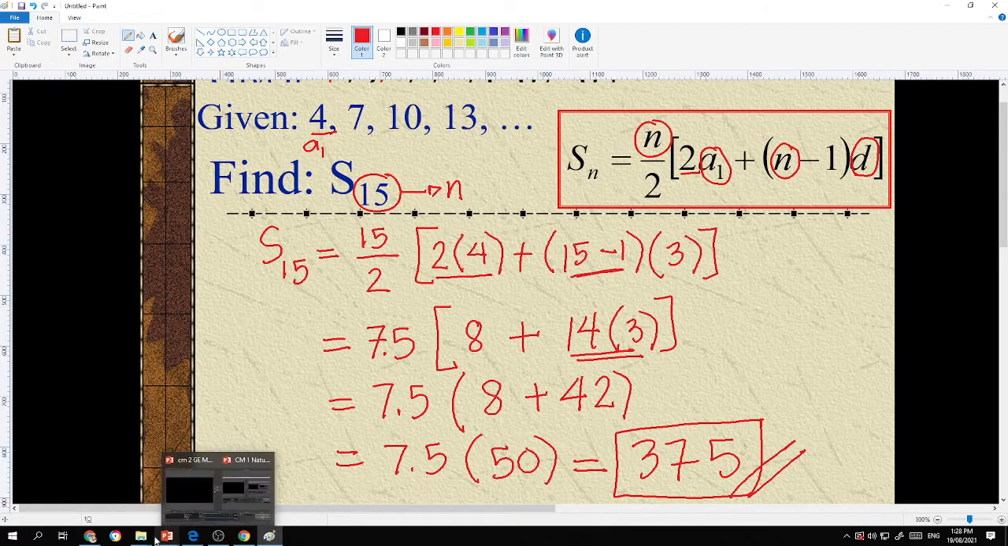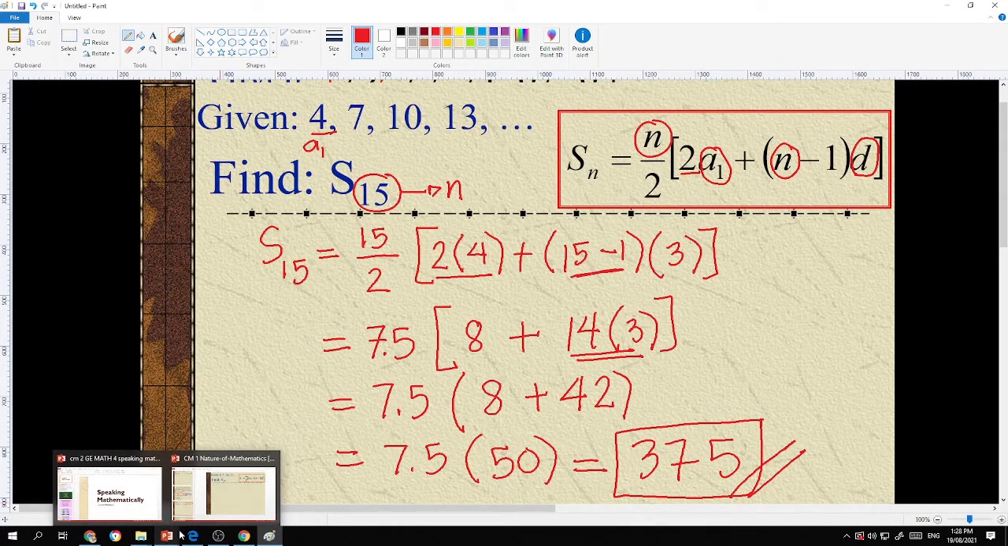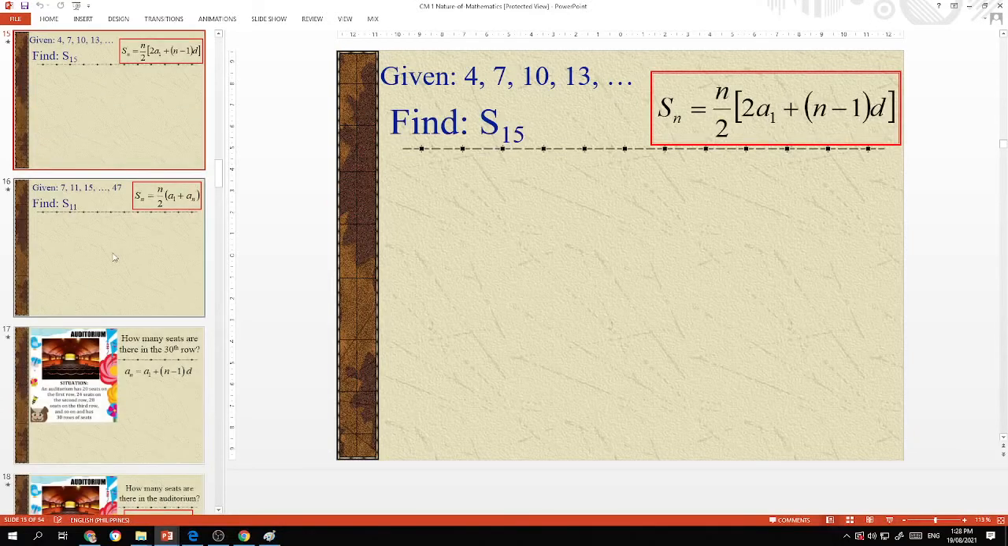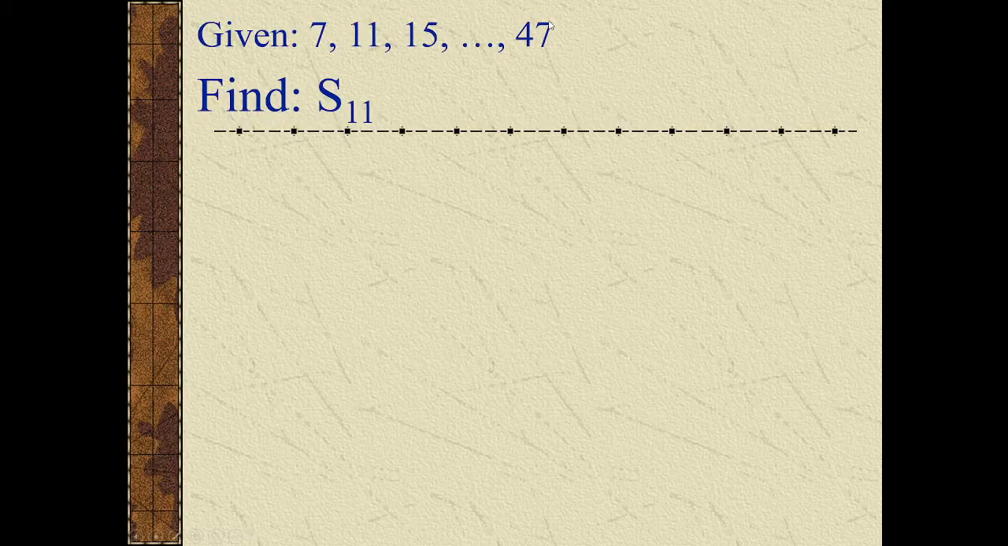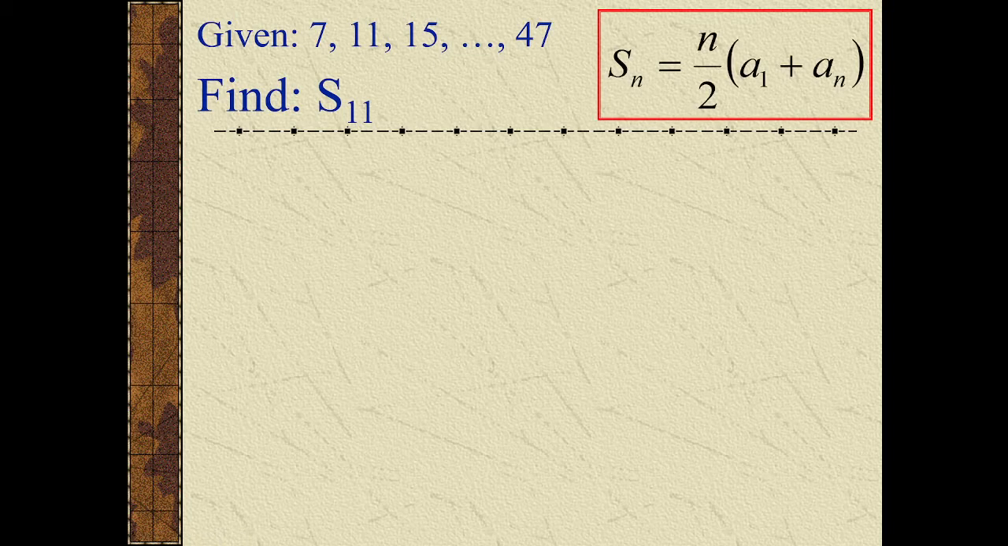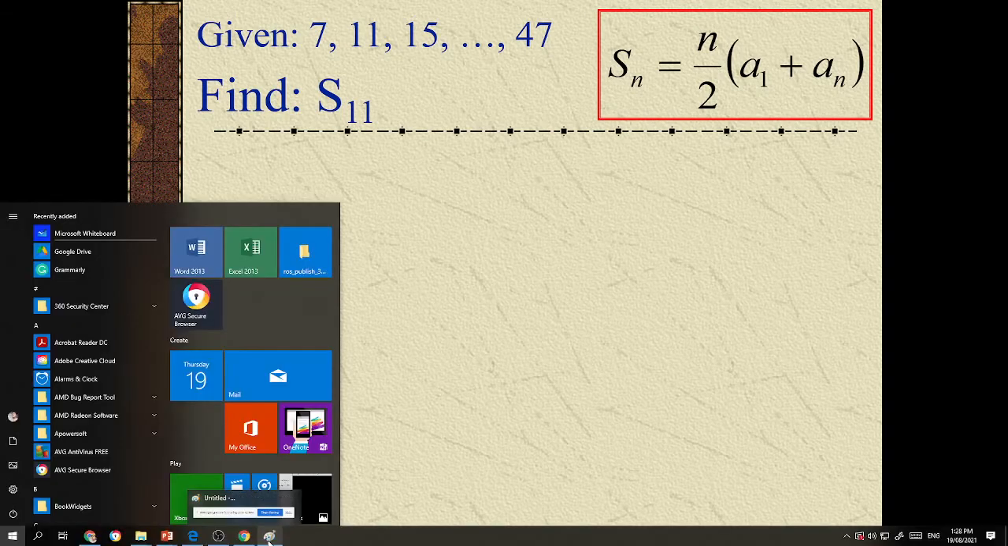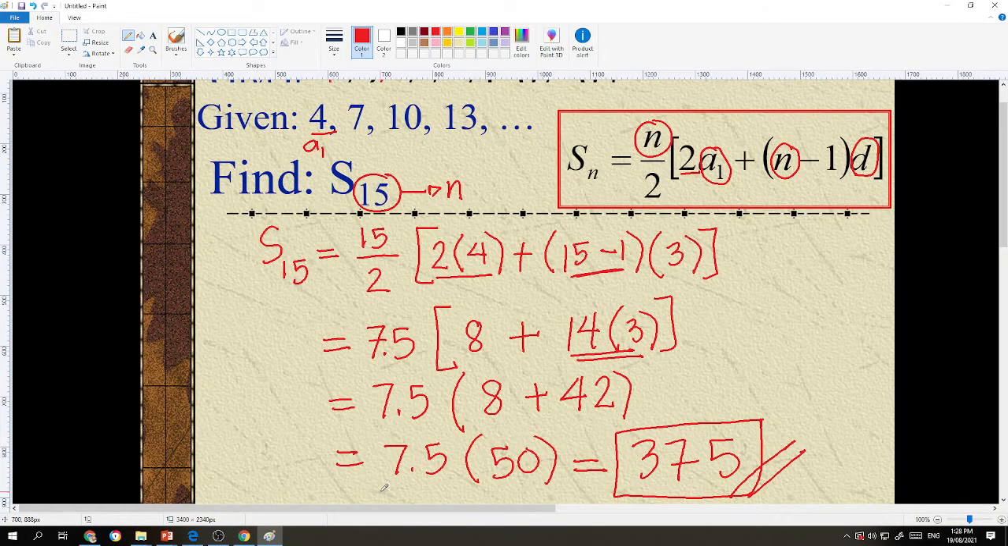Okay? Now let's proceed to our second example. So we will have this one. Tanawon ninyo naa siya last term. So meaning, ang gamiton nato ana kay ang formula number 1. Ang gamiton nato ana kay ang formula number 1. Let's paste that over here.